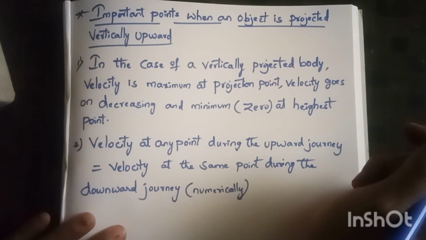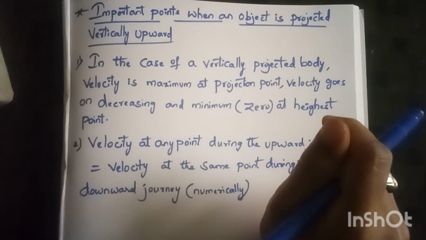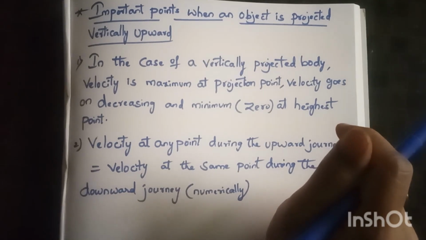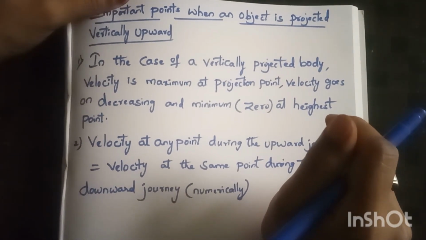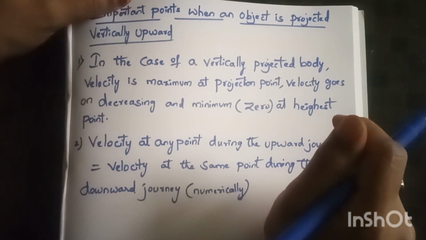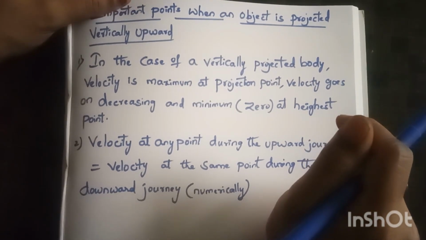Today we are going to discuss some important points based on an object projected vertically upward. We have discussed some motion parameters for an object projected vertically upward: maximum height, time of ascent, time of descent, and time of flight. Those are the most important parameters when an object is projected vertically upward.